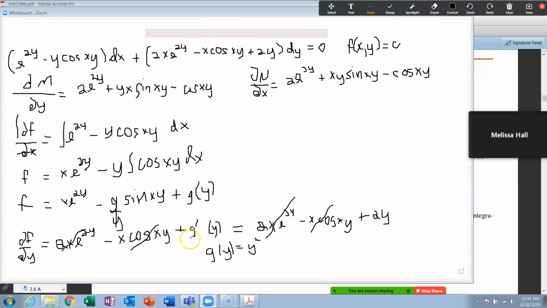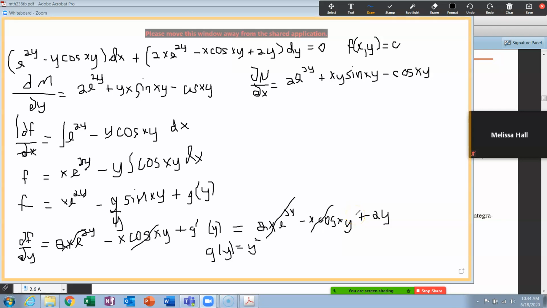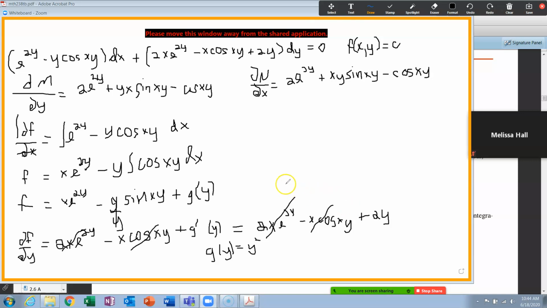You could integrate it if you wanted to. You could say this is dg dy is equal to 2y. Then write that in differential form. dg is equal to 2y dy. Integrate both sides. G is equal to y squared. Now, we've got our g. Now we know what f is. So our f is this thing right here.